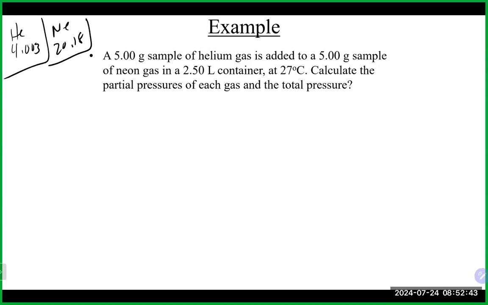All right, so we're looking for three things: the partial pressure of helium, the partial pressure of neon, and what the total pressure would be in this case. So see what you come up with here.